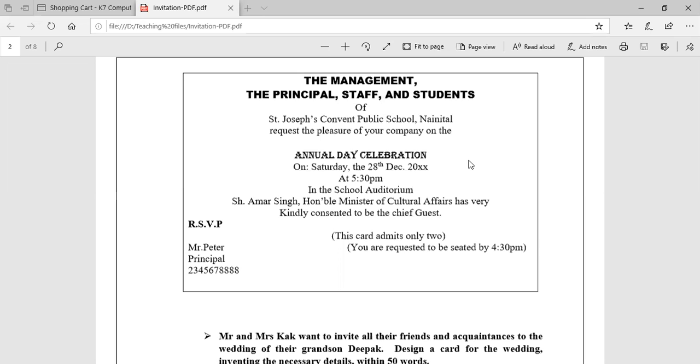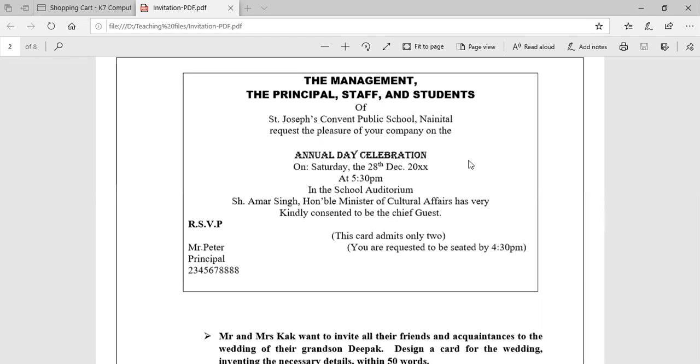Next, the host, who is preparing the card, the name of the person, or we can go for the secretary, or the president, or the principal, or any students, even the head boy or head girl, likewise, based on the program we can divide that, and we have to write the sender's name. That means, Mr. Peter, principal, and phone number also, if you need, you can write. This is additional information. If you want, you can also mention.